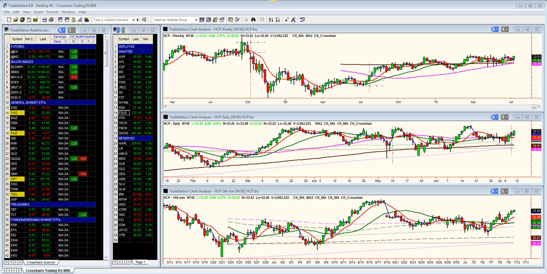Today I would like to introduce you to my trading strategy that I have developed over years of trading, and I recently programmed it into the TradeStation platform, and it is available for use.